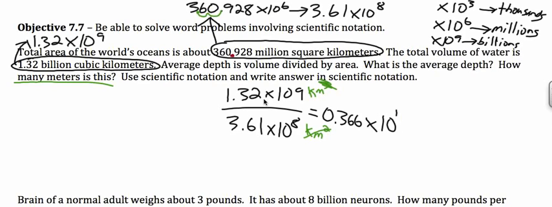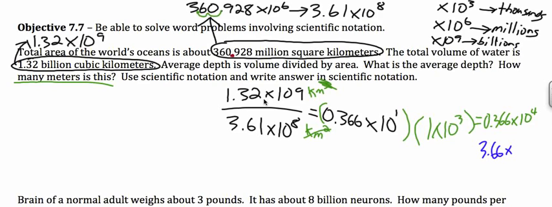Well, hopefully you said multiply by 1,000, so we're going to multiply by 1,000. And we can use scientific notation. 1,000 is 1 times 10 to the third. So now we still get 0.366 times 10 to the fourth. Convert that number into scientific notation, and we get 3.66 times 10 to the third meters. So we're talking about 3,600 meters or so is the average depth.